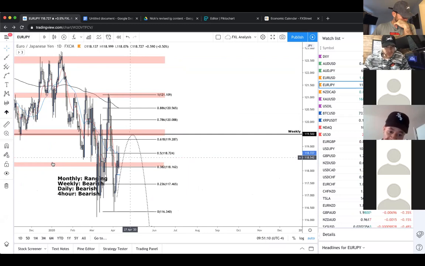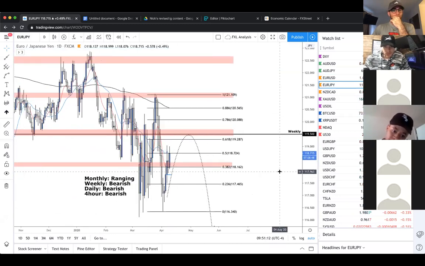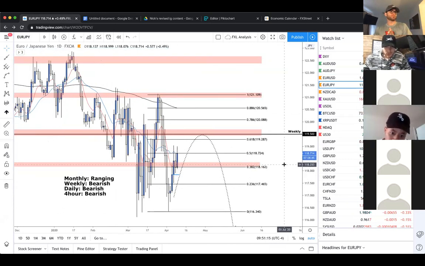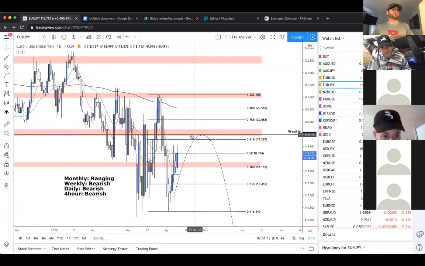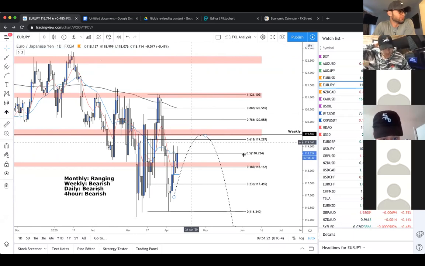What are we at now? We're at the 50% for EJ. Yeah, so I'm not going to make any calls on EJ. I do want to see this area touch the 61.8, the weekly resistance, just because there's more confluence there. And I never really like taking trades off the 50, so I'm going to push that one aside for now as well.